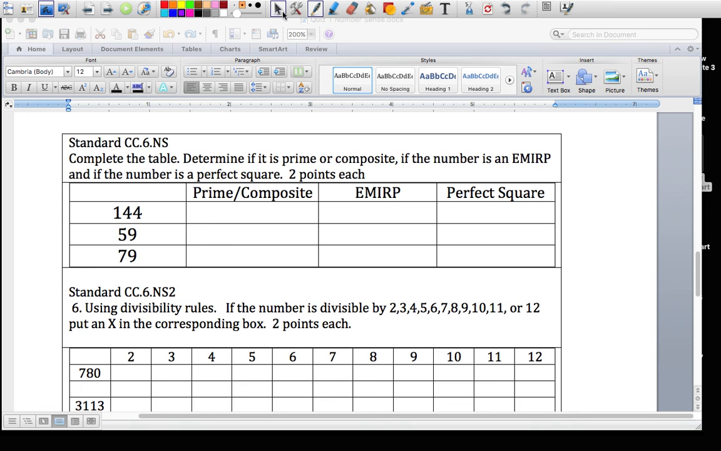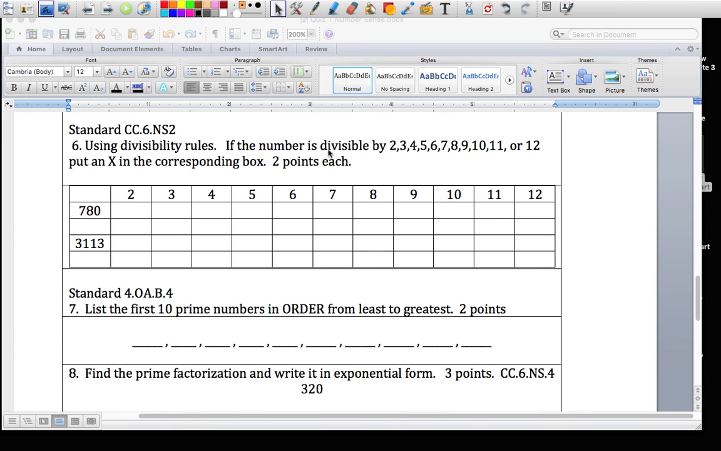Let's lower this a little bit more. Put an X. Or a check, whatever you chose. So it is divisible by 2 because it's even, divisible by 3 because 7 plus 8 plus 0 is 15, and that's divisible by 3. Is it divisible by 4? Look at the last two. 78, hmm, definitely divisible by 4. Check. Divisible by 5? Yes, because it ends in 0.